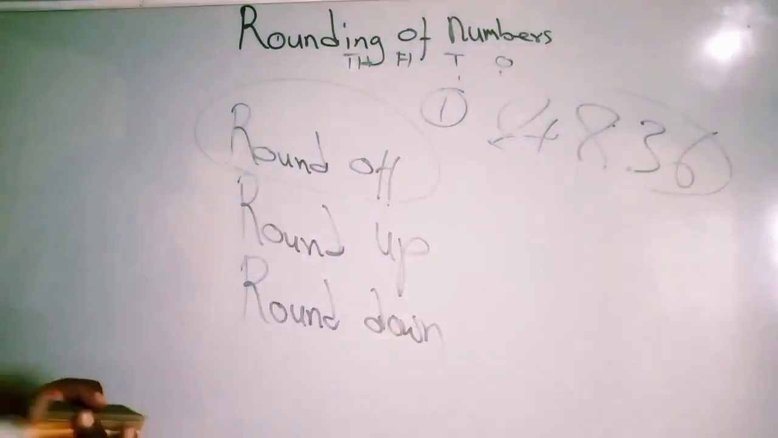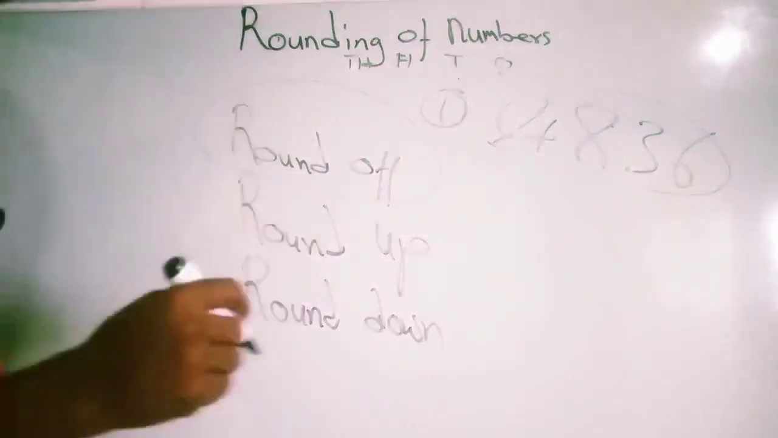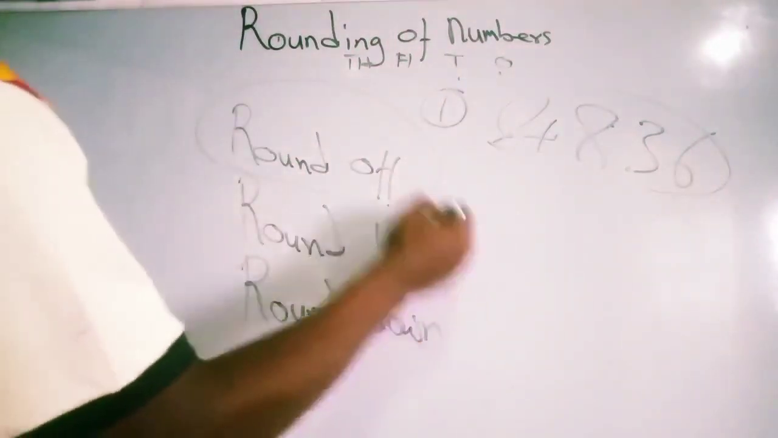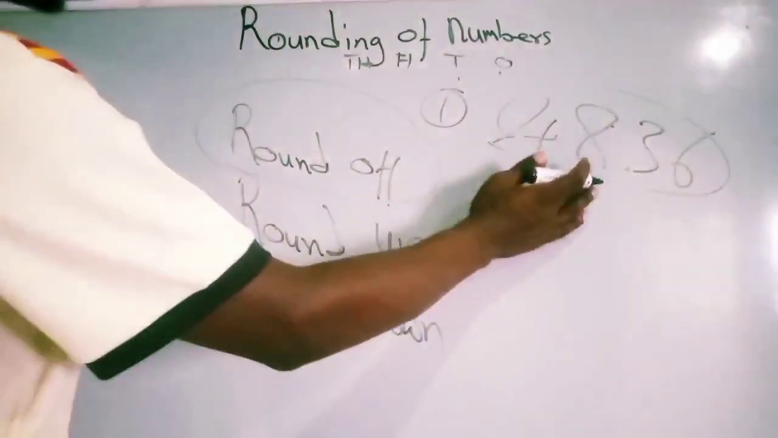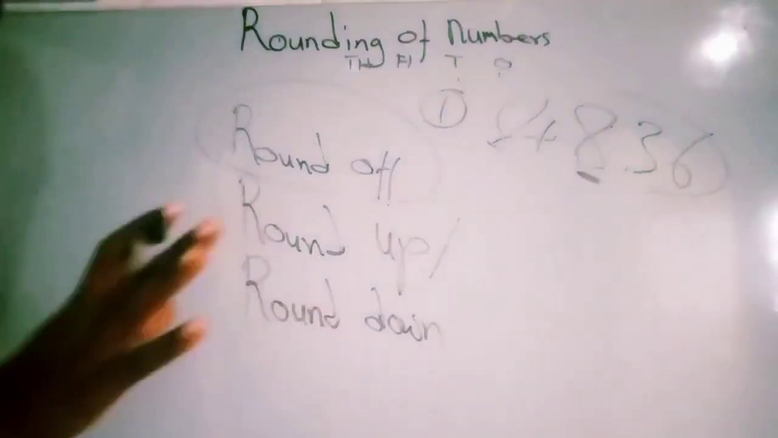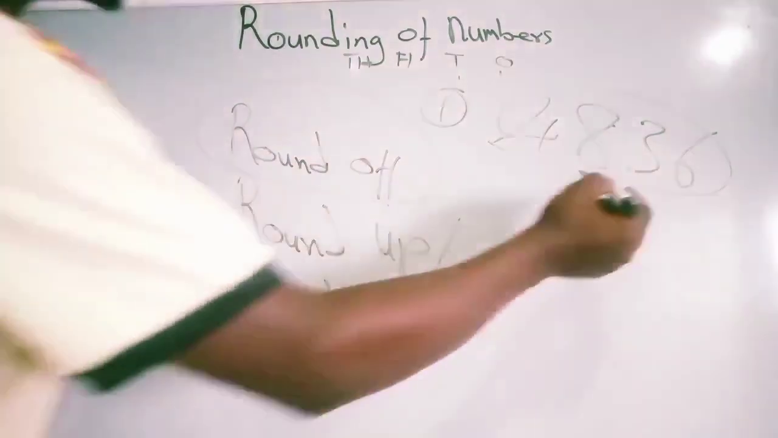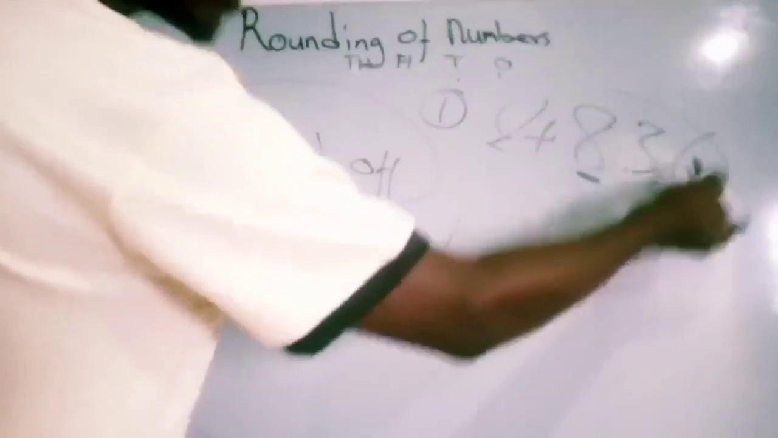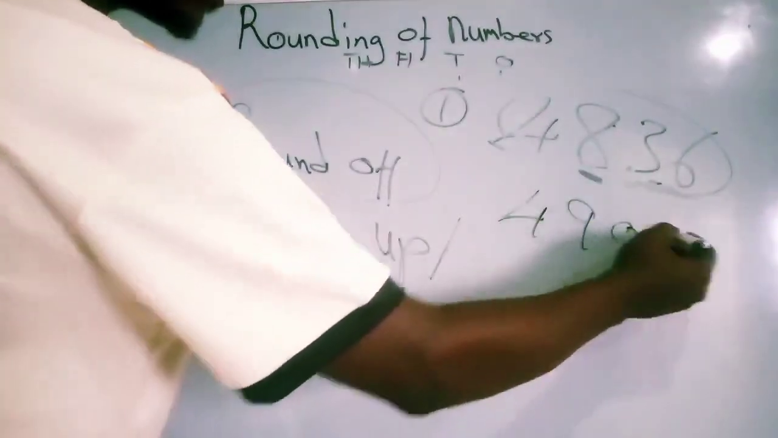Now, in your exam, if the examiner is specific that you should round the number up to the nearest 100, so let's say this is our 100 column, it doesn't matter what is here. You are supposed to round it up. So you have 4, this will become 9, 0, 0.